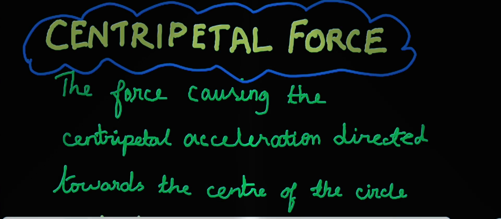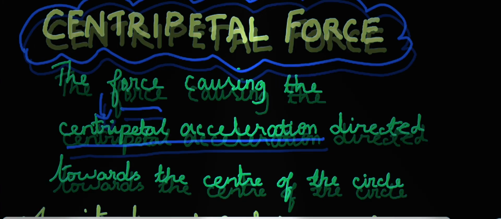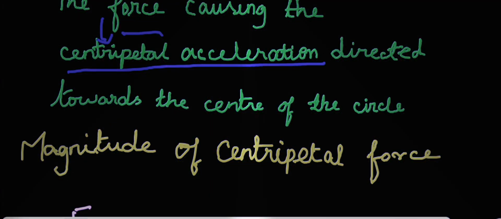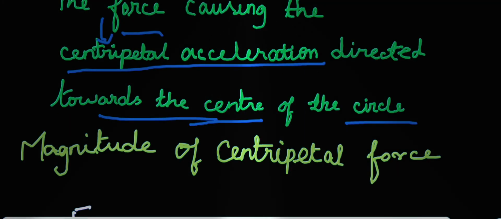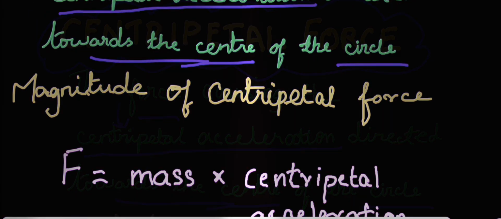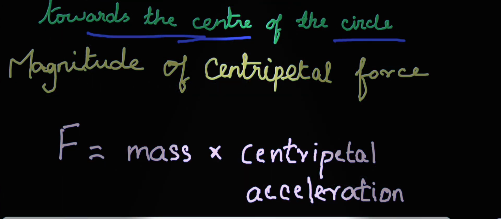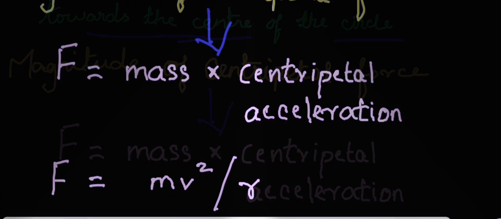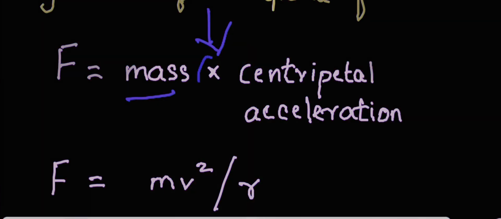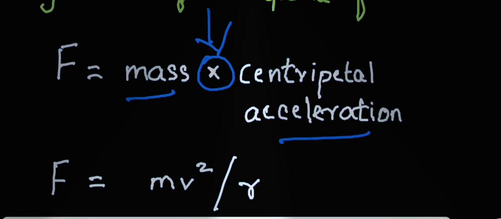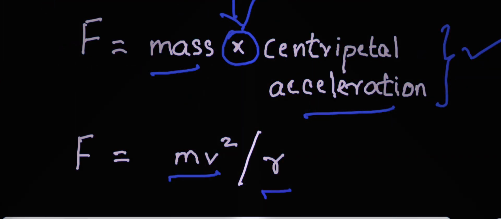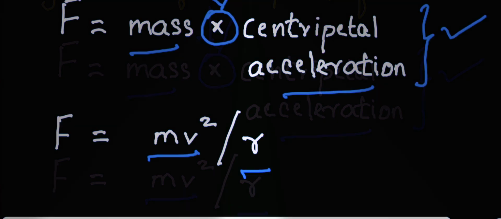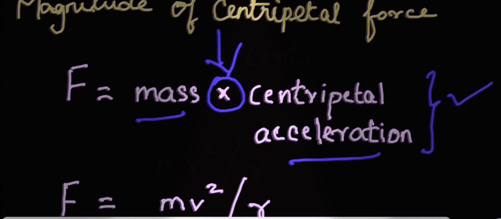Centripetal force. What causes the centripetal acceleration? The force causing the centripetal acceleration is directed towards the center of the circle. So that makes the centripetal acceleration directed towards the center of the circle. Now let us learn how to calculate the magnitude of centripetal force. That is, F is equal to mass times centripetal acceleration, that is mv square divided by r.